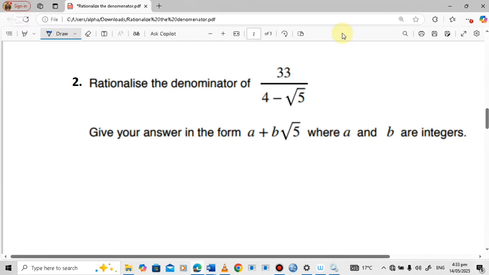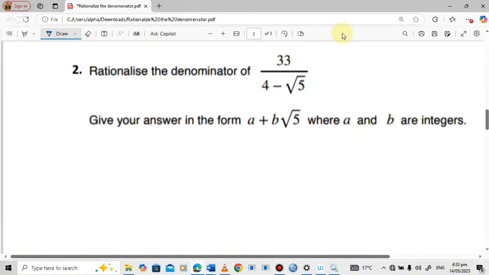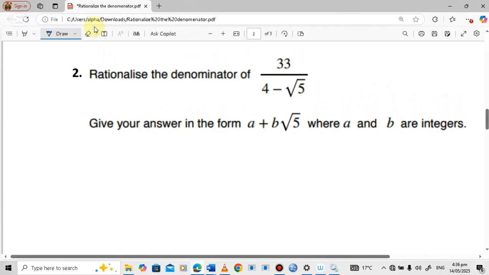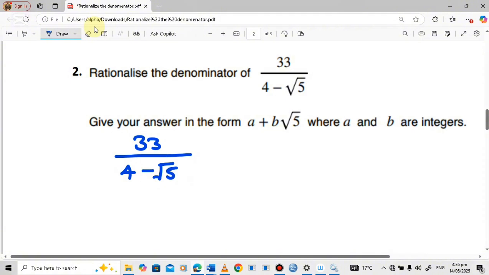Alright, so the next question is one of the common exam questions. So the question says, rationalize the denominator of 33 over 4 minus the square root of 5. Give your answer in the form a plus b times square root of 5, where a and b are integers. Alright, so first of all, let's write this given question. So we have 33 over 4 minus the square root of 5.